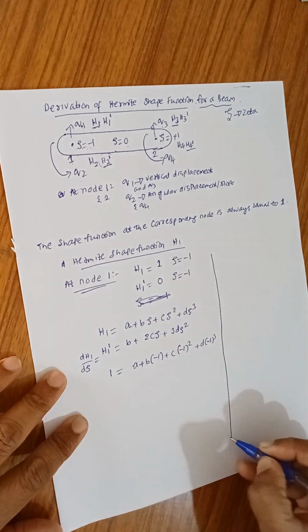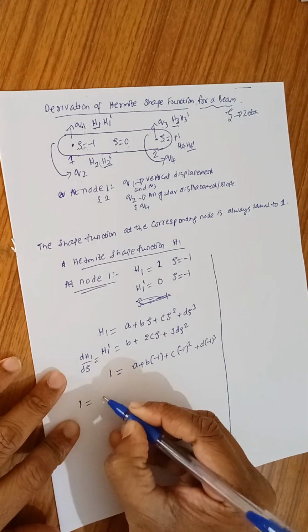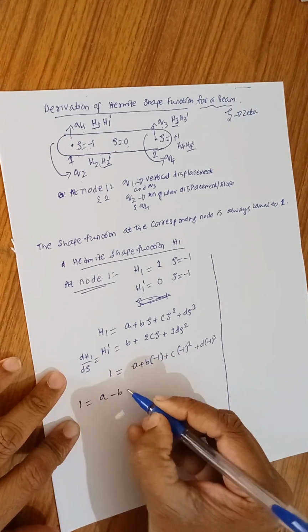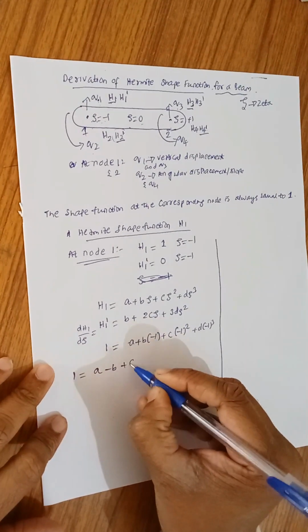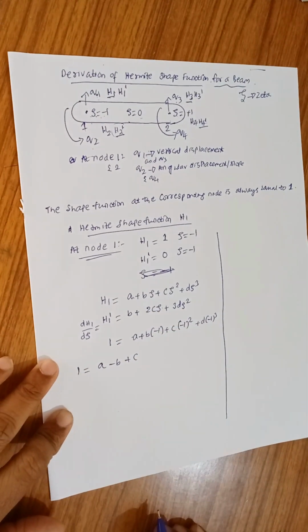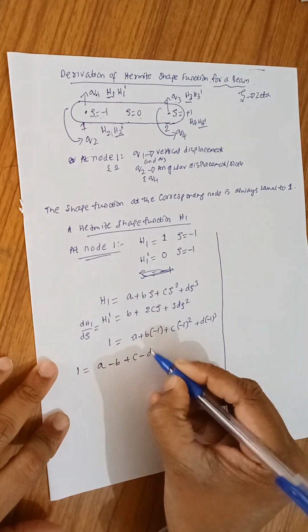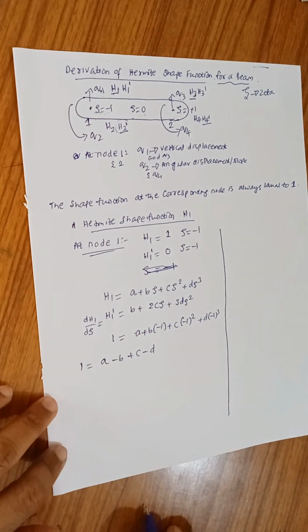So let me try to utilize this space. So therefore I'm going to get 1 equal to a, b into minus 1 is minus b, minus 1 the whole square is going to be plus 1, plus 1 into c is going to be plus c, and minus 1 the whole cube is going to be minus 1 again, it is going to be minus d. It is going to be a minus b plus c minus d.